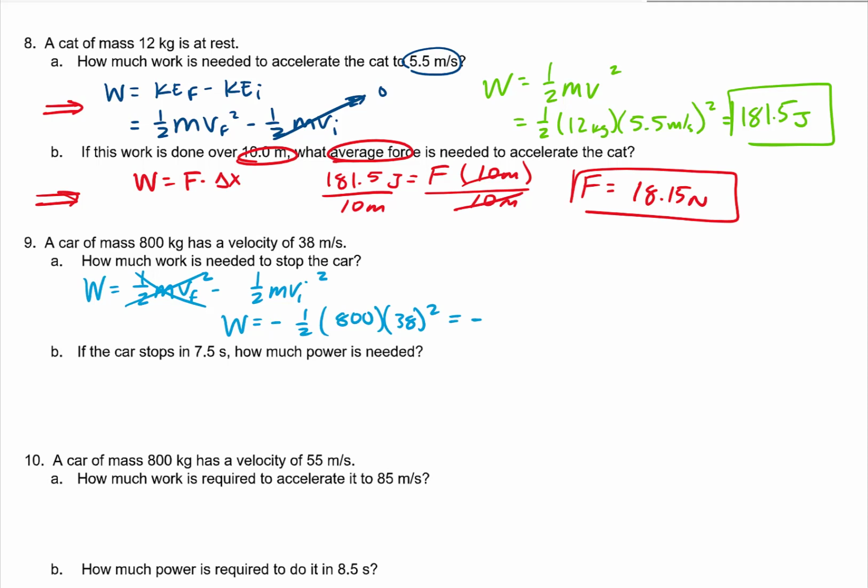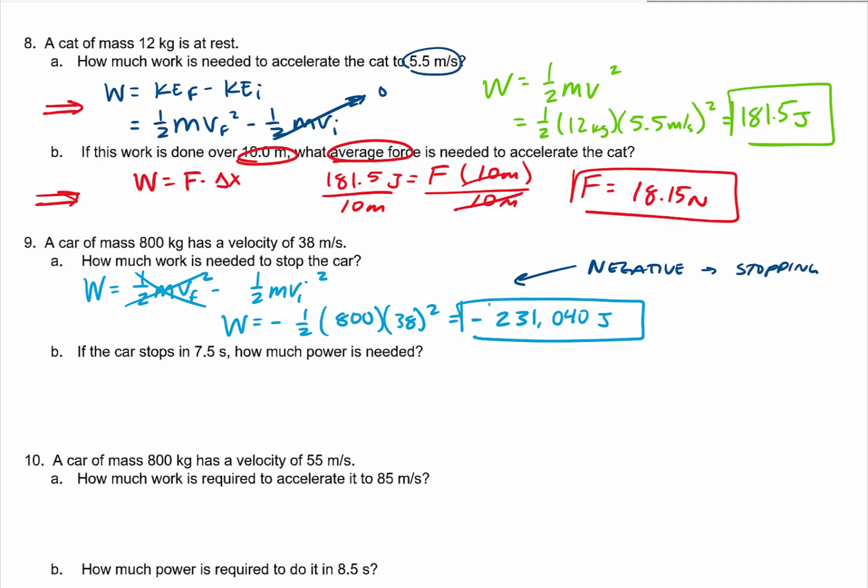So the work required to stop it comes out to be negative 231,040 joules. And it's negative because we're stopping. So we're taking energy away, but we're pushing against the motion. Negative work is going to reduce the kinetic energy. We're reducing the kinetic energy. We have to have negative work here.